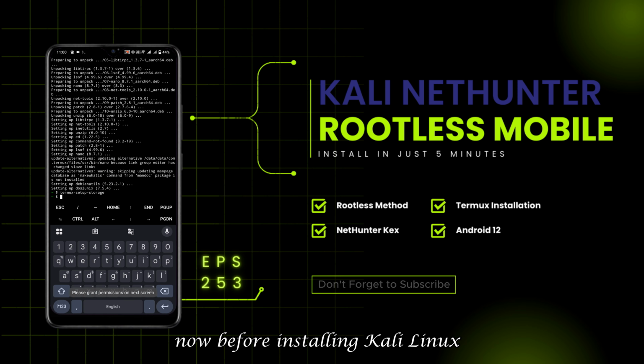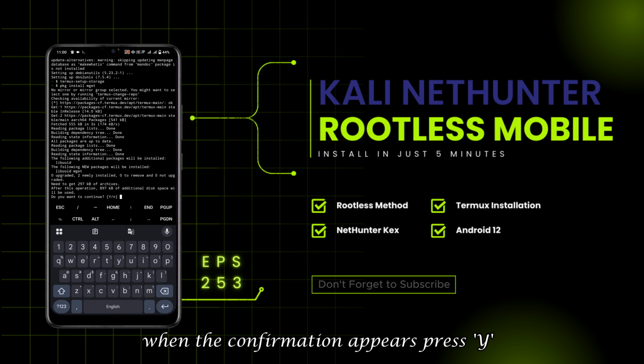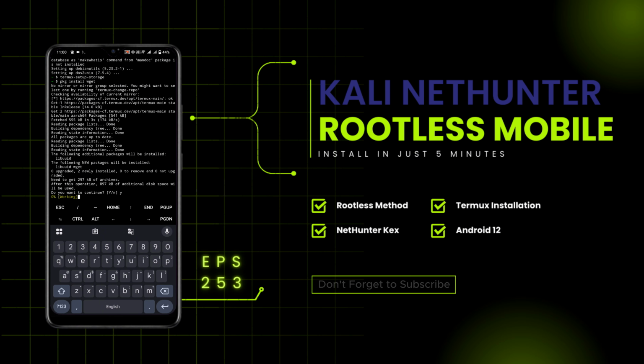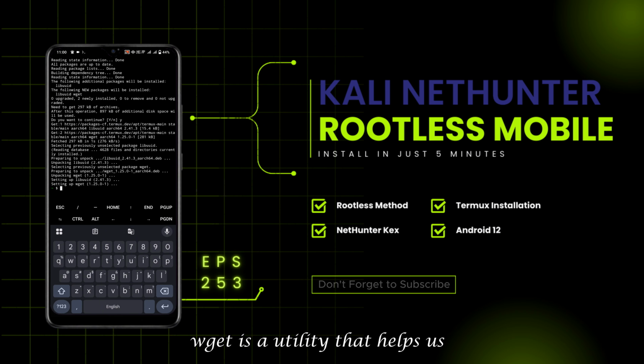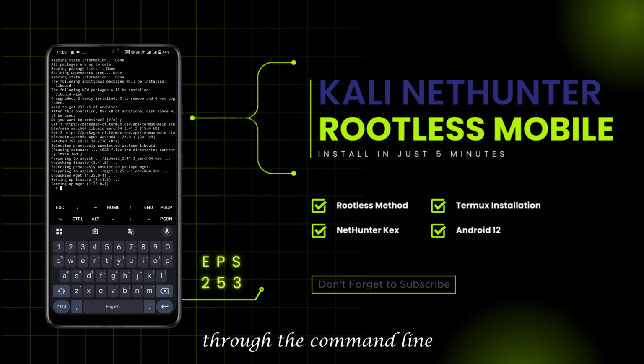Now, before installing Kali Linux, we need to install a utility called wget. For this, we will give the command pkg install wget. When the confirmation appears, press Y. wget is a utility that helps us download files directly from the internet through the command line.